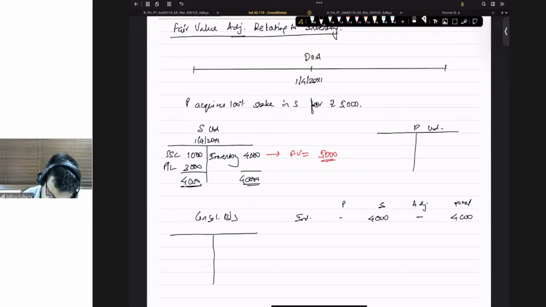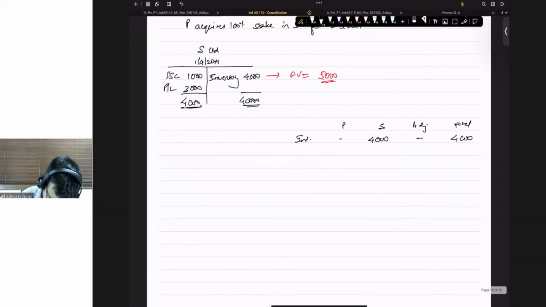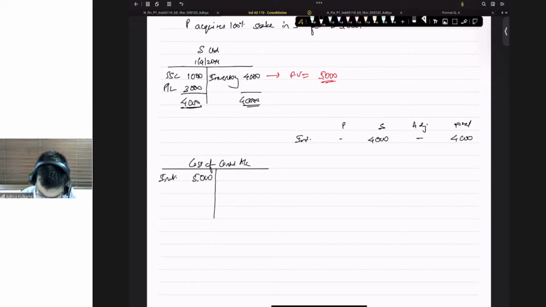What I'll do is skip the consolidated balance sheet, because now you know the consolidated balance sheet. I'll just discuss the cost of control account. That is more important. Ultimately, the remaining are all procedurals. So in the cost of control account, investment will be eliminated, 5,000. Okay, that is done. Then no NCI because my stake is 100%.